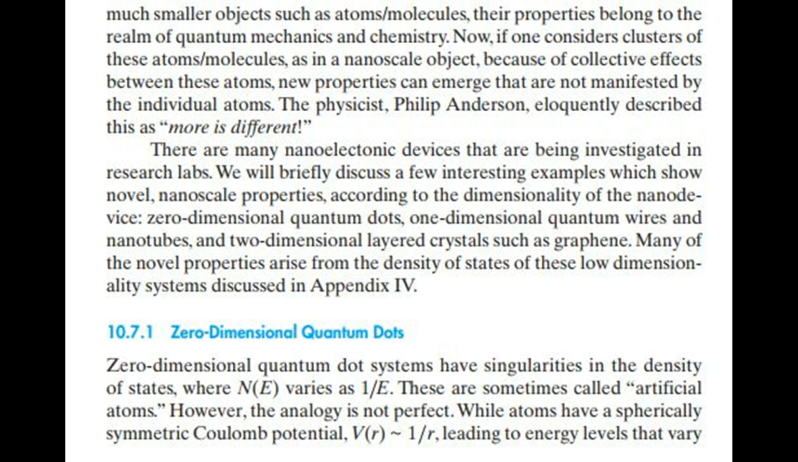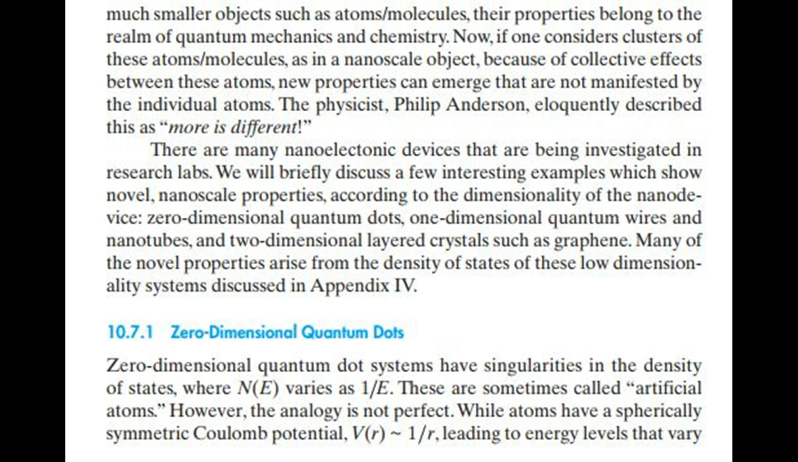There are many nanoelectronic devices that are being investigated in research labs. We will briefly discuss a few interesting examples which show novel, nanoscale properties, according to the dimensionality of the nanodevice: zero-dimensional quantum dots, one-dimensional quantum wires and nanotubes, and two-dimensional layered crystals such as graphene. Many of the novel properties arise from the density of states of these low-dimensionality systems discussed in Appendix 4.